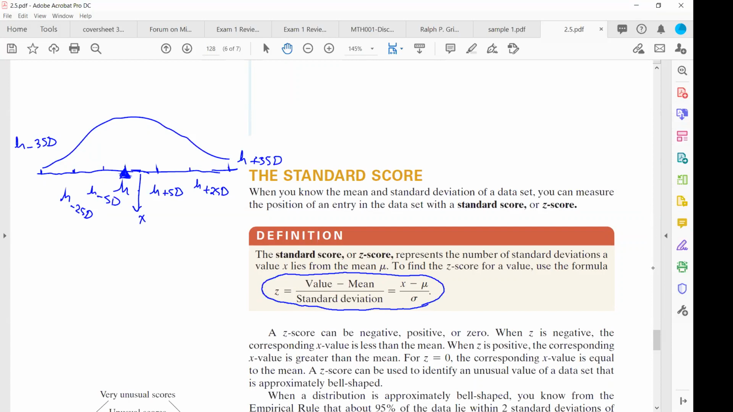We can use the z-score to convert the original data into a normal distribution with mean equal to 0, mean plus 1 standard deviation is 1, mean plus 2 standard deviations is 2, mean plus 3 standard deviations is 3. On the left-hand side, -1, -2, -3. Now your x is converted into z.